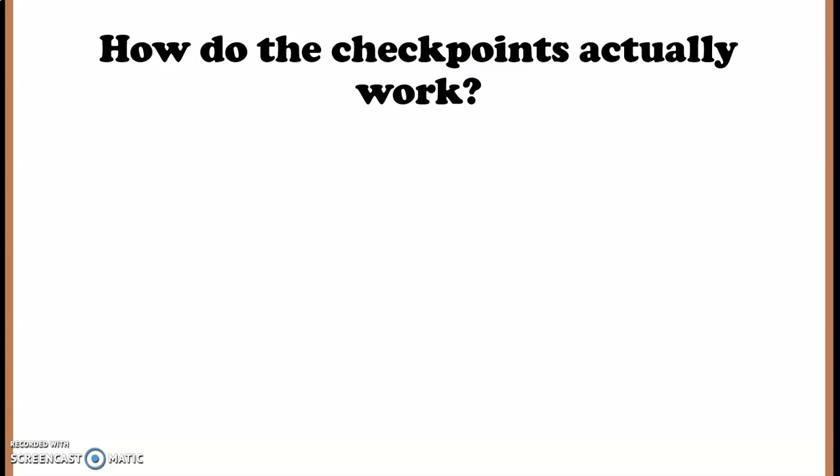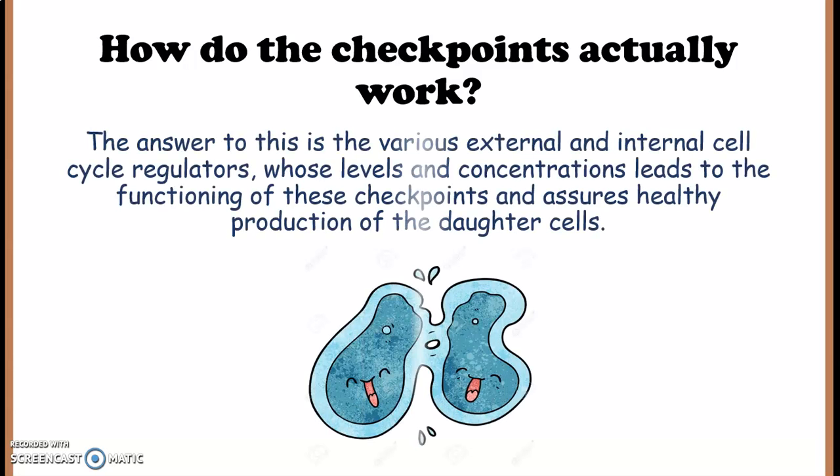So how do the checkpoints actually work? The answer to this question is the various external and internal cell cycle regulators that play a role, whose levels and concentrations lead to the functioning of these checkpoints and ensure a healthy production of daughter cells. We can have a separate video on this topic, the cell cycle regulators.